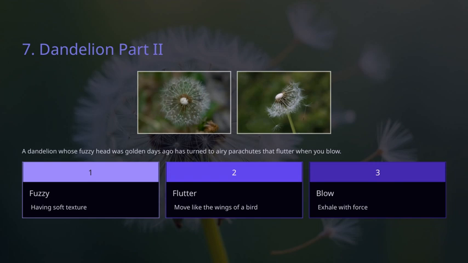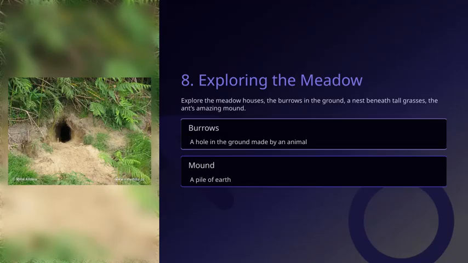This transformation illustrates a beautiful cycle of change, symbolizing how things evolve and let go, much like in life. The key idea is how these soft, airy structures respond to our actions, reminding us of the fragility and resilience of nature. Now let's take a closer look at exploring the meadow.